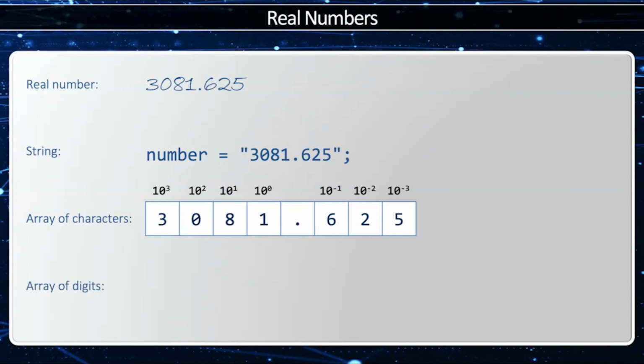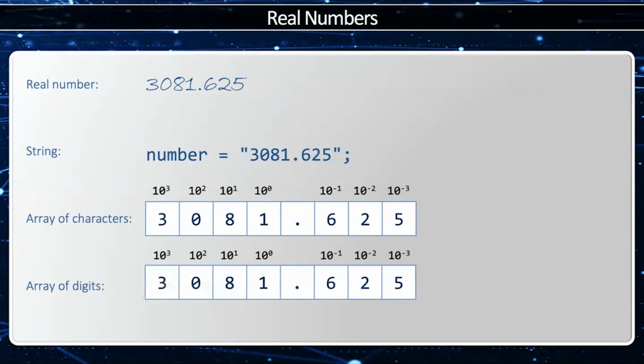And the final thing we can do is look at this as an array of digits. Now, the problem is that the decimal point is not a digit. So I have to represent 3081, take that decimal out, which means I have to remember where the decimal point is. Now, observe that 3 is in the 10 to the third place, 0 is in the 10 squared place, 8 is in the 10 to the one place, and 1 is in the 10 to the zero place. Remember, 10 to the zero is 1. 6 is 1/10, 2 is in the 100th, and 5 is the 1,000th place.